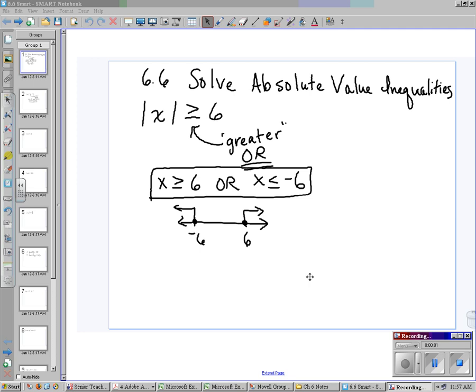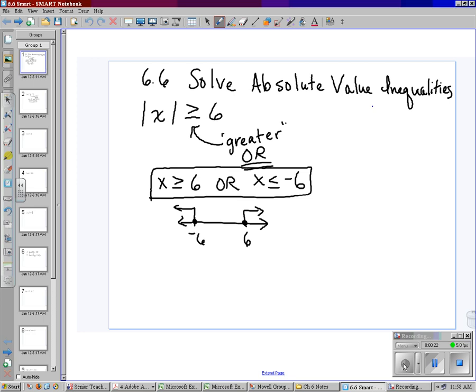Today we are working on section 6.6, which is to solve absolute value inequalities. The other day when we were together, we were working on equations, and today we're doing inequalities. Now, I'm going to give you a moment to jot down what's up here, and then I'll explain it.